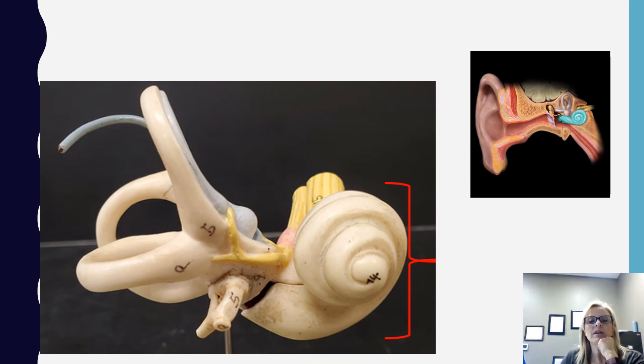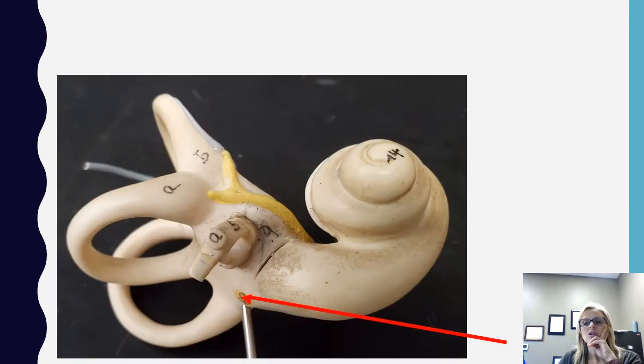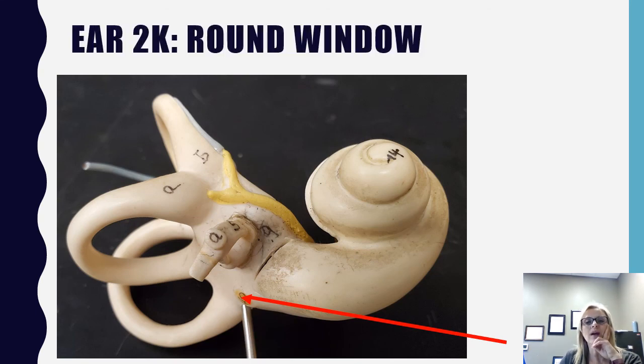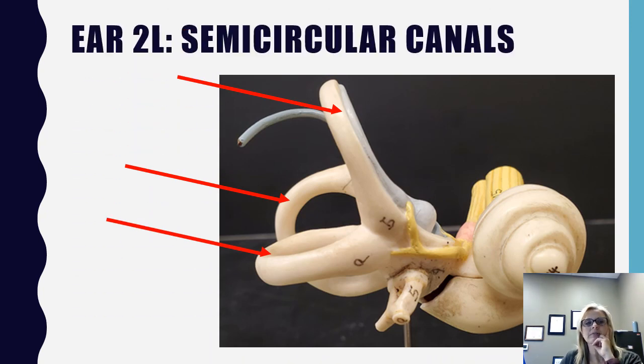So now we're talking about a very important portion for hearing. This is going to be the cochlea, okay? The cochlea. So we had an oval window, so now on the cochlea, we're going to have the round window. All right, and we're going to talk about these three little portions here that are at different 90-degree angles. These are the semicircular canals.